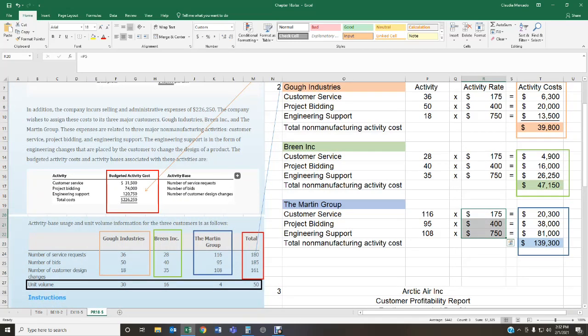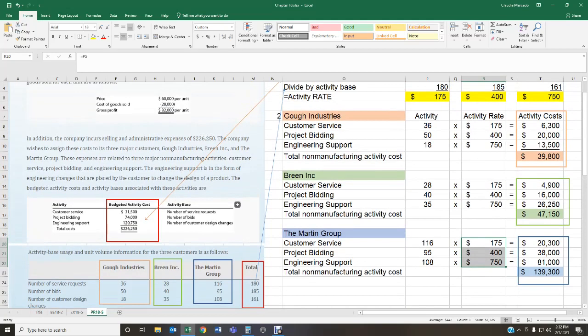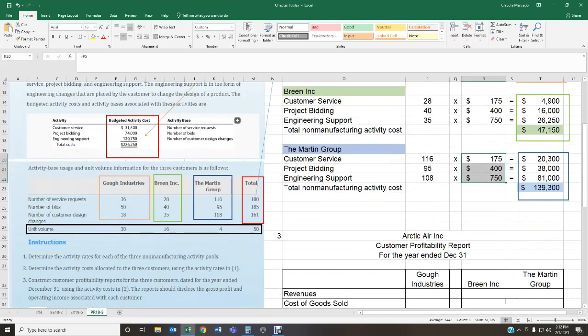So now we know how much we're going to allocate to each of my 3 customers. Remember, we're trying to allocate the $226,250 of selling and admin expenses to my 3 top customers. So I'm going to get that expense and pass it down to those 3 customers: $39,800 to Go, $47,150 to Bryn, and $139,300 to the Martin Group. That is how I'm going to allocate the selling and admin expenses over to my 3 customers.